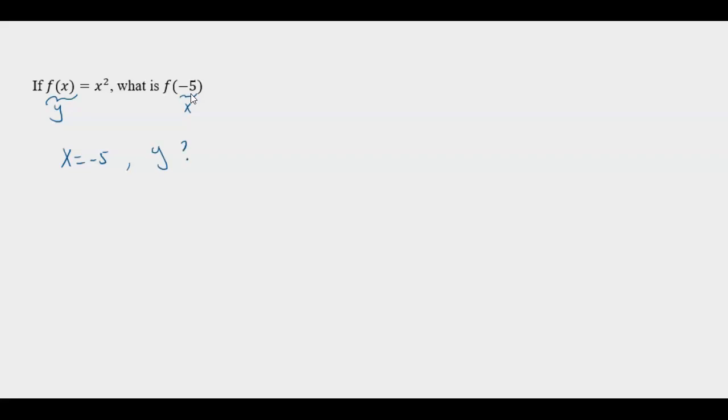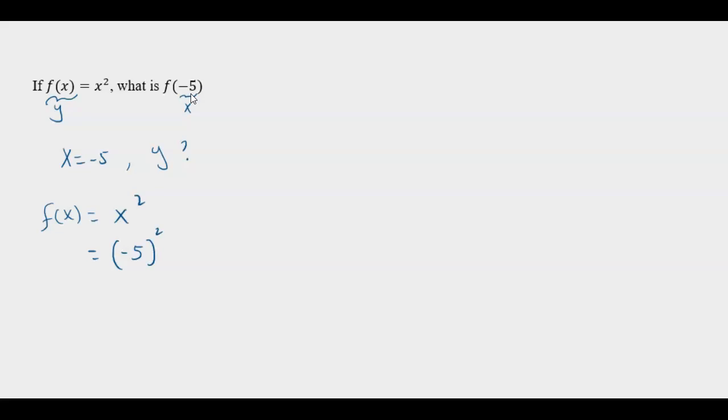Okay, so all you do when you have a question like this, you take that number that is between the parentheses and you substitute it for x. So if f of x equal x squared, then we know x is negative 5, then we can say f of x is equal to negative 5 squared. Now it is important that you put it between the parentheses, okay?